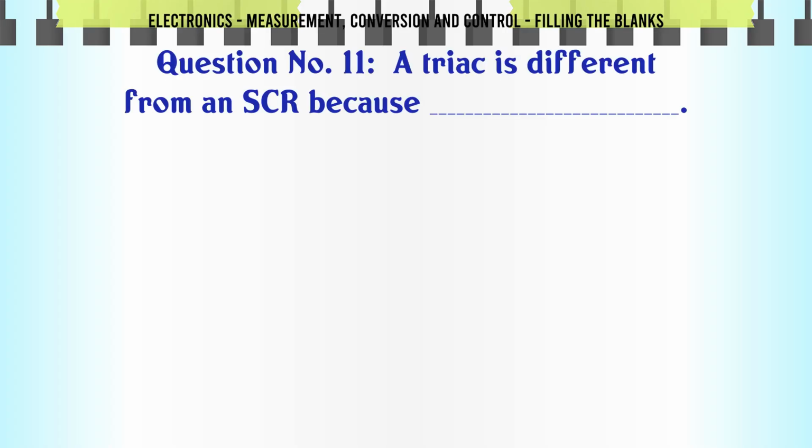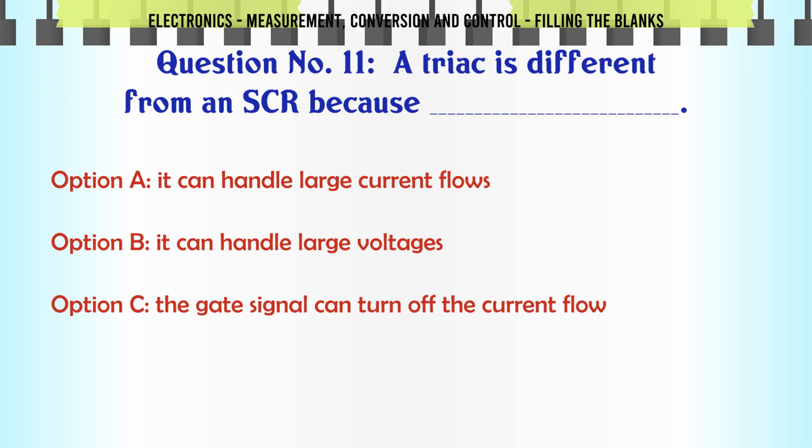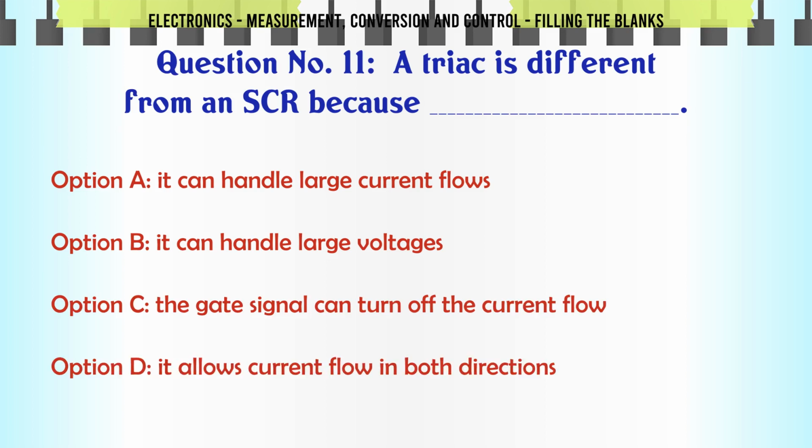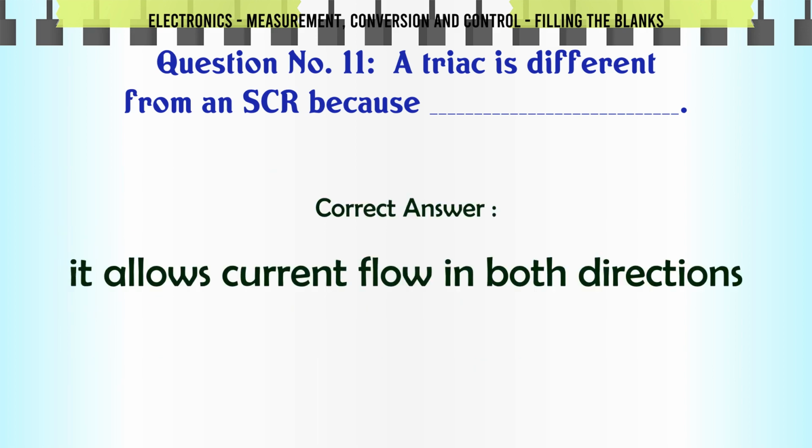A triac is different from an SCR because A. It can handle large current flows, B. It can handle large voltages, C. The gate signal can turn off the current flow, D. It allows current flow in both directions. The correct answer is it allows current flow in both directions.